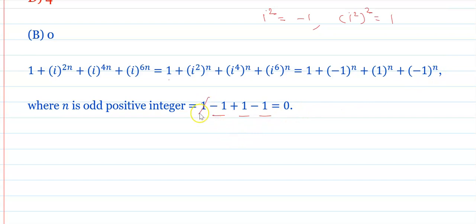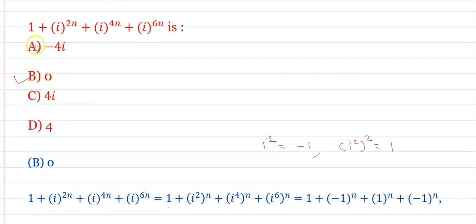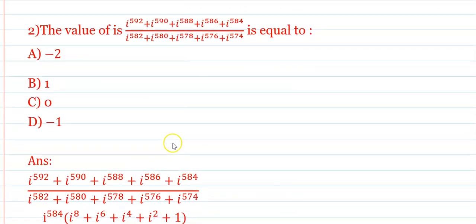Now here, the plus 1 minus 1 get cancelled, plus 1 minus 1 get cancelled, and overall the answer is 0. And hence option B is the correct one. The value of 1 plus i raised to 2n plus i raised to 4n plus i raised to 6n is 0. Okay, now the next question.